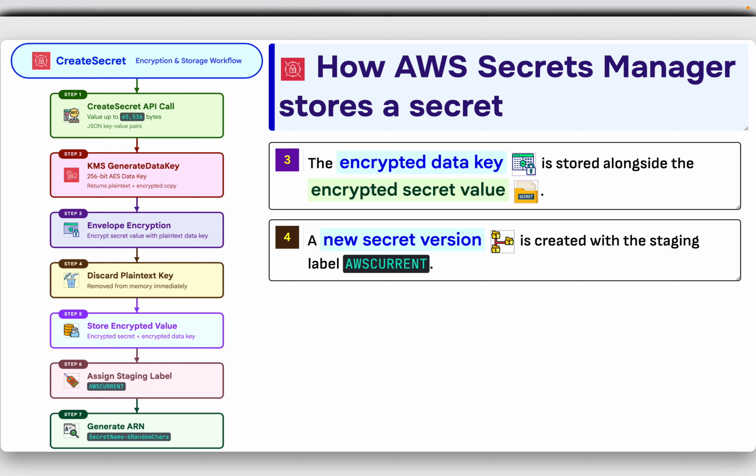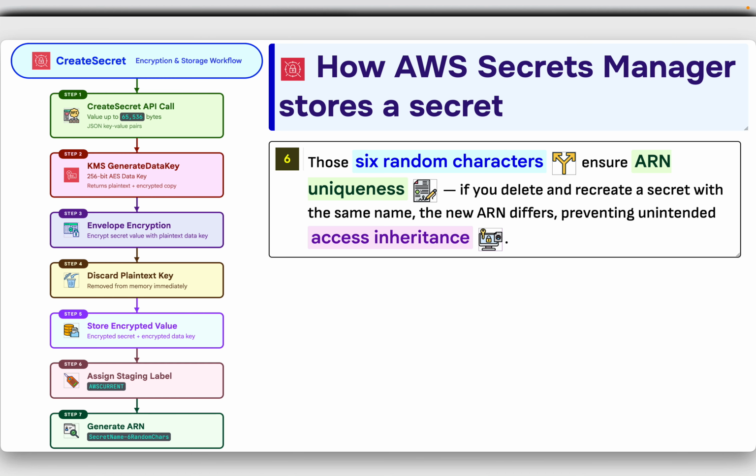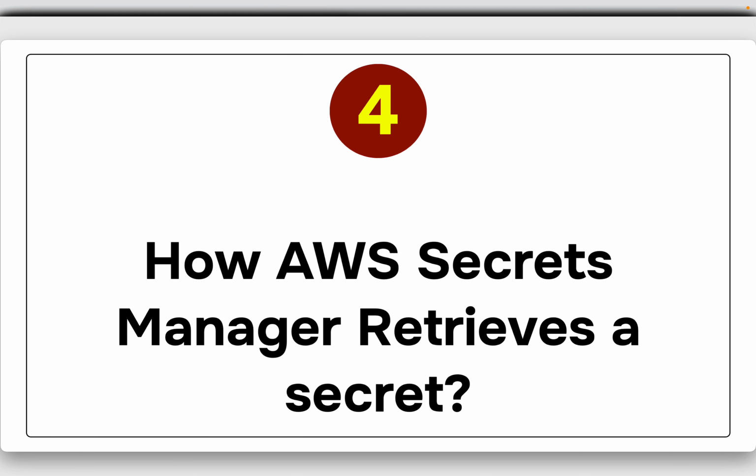A new secret version is created with the staging label AWS current. The secret receives an ARN in the format ARN AWS Secrets Manager followed by region, account ID, secret name, and 6 random characters. Those 6 random characters ensure ARN uniqueness. If you delete and recreate a secret with the same name, the new ARN will differ, and this prevents unintended access inheritance. Fourth topic, how AWS Secrets Manager retrieves a secret.